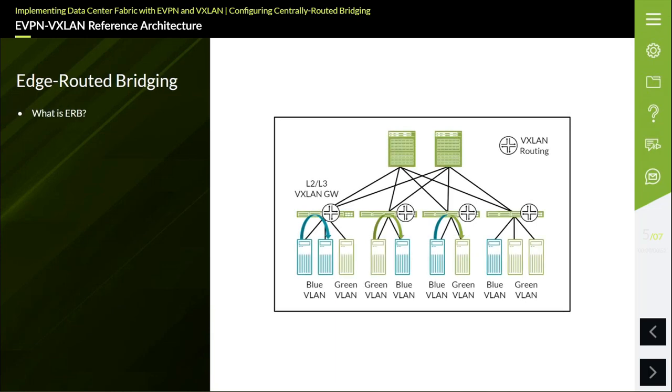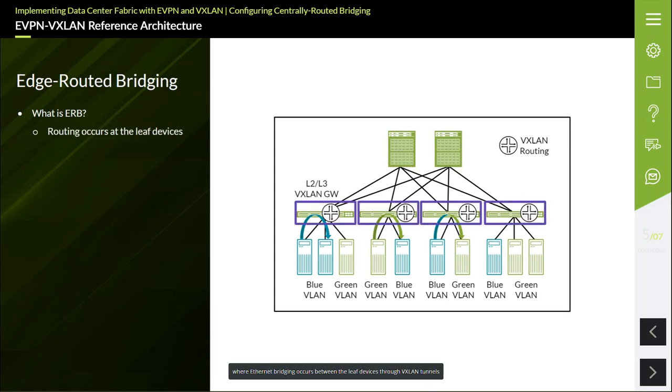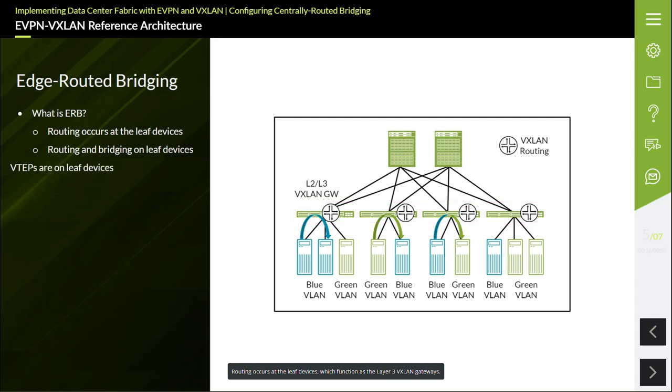The ERB architecture is a fabric design that is similar to the BO design, where Ethernet bridging occurs between the leaf devices through VXLAN tunnels being formed between each leaf device. However, inter-VLAN traffic is not required to leave the fabric. Routing occurs at the leaf devices, which function as the Layer 3 VXLAN gateways. These leaf devices have IRB interfaces that route the traffic between VLANs, which enables better resource utilization and lower latency for east-west traffic than the BO and CRB designs.